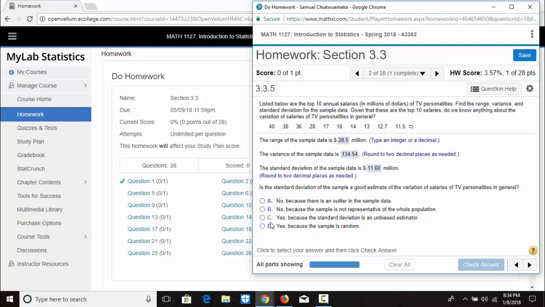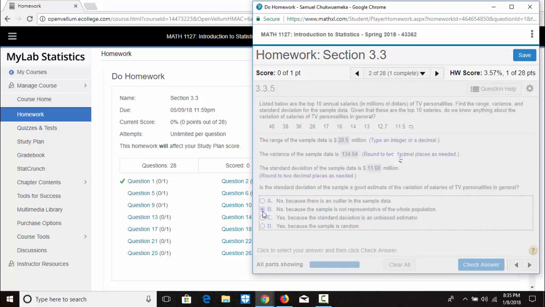Okay, B is correct. C, yes, because the standard deviation is an unbiased estimator. No, standard deviation is a biased estimator. The sample standard deviation does not reflect the true value of the population standard deviation. So we say it's a biased estimator. So C is out. D, yes, because the sample is random. This we won't say is random because they said it's top 10 annual salaries. So the correct option would be B.